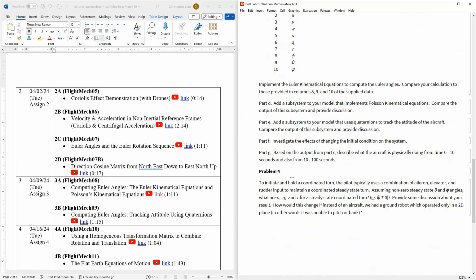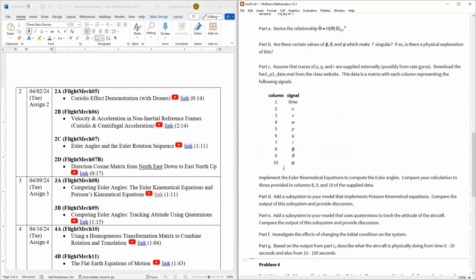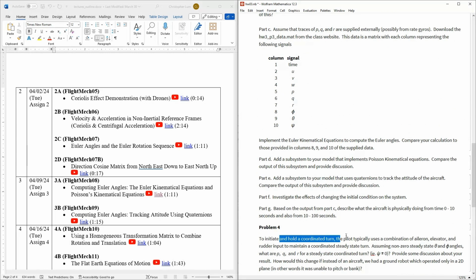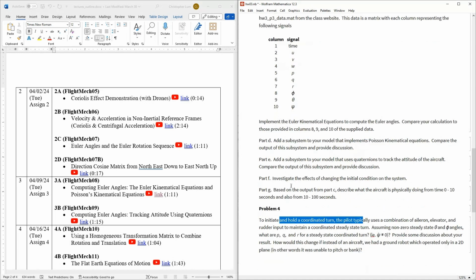And then problem four is also working with effectively Euler's kinematical equations. I would like you to consider, like, if the vehicle was in a steady state turn, right? What does that really mean in the context of these equations? And I don't want to say too much about this without giving the entire problem away, but I will say maybe the easiest way to think about this is imagine the vehicle is in a steady state turn. What does phi dot, theta dot, and psi dot look like in that situation?